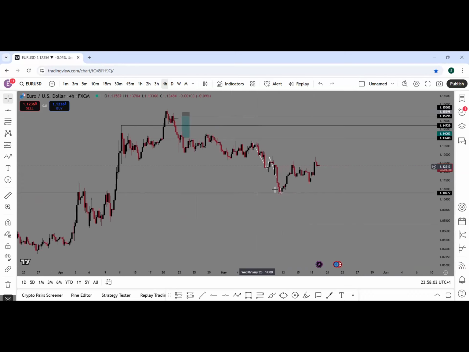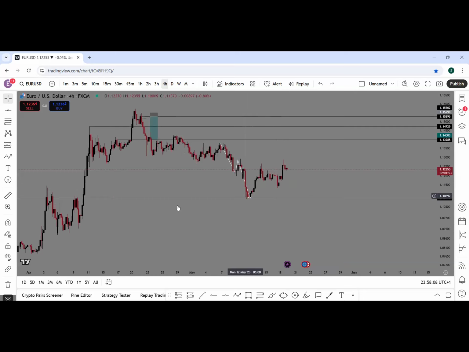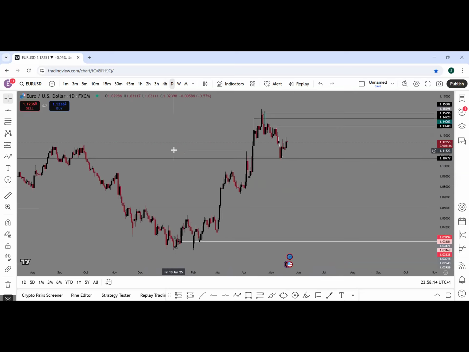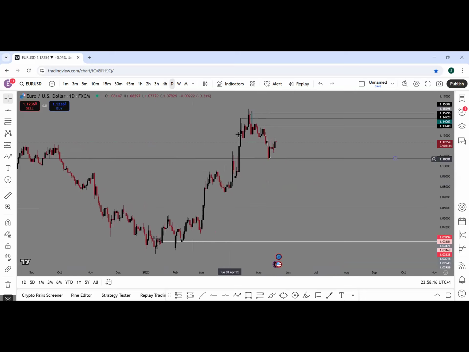So now on Euro USD, my directional bias is buys. That is buying from a daily break of structure, which is the breaker block. I mean the 4 hours, and it's from the daily as well. So now my bias is to buy Euro USD from this level here to give me a new high.